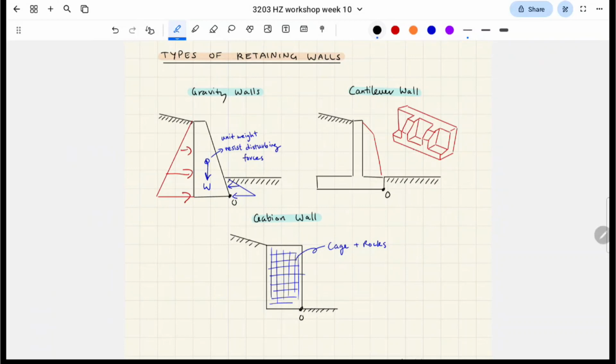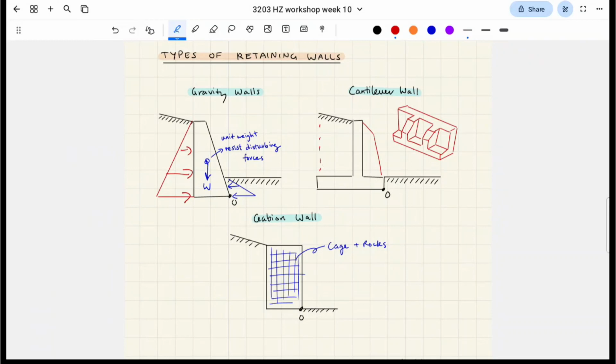The same thing happens with a cantilever wall, except you also have to account for the soil that presses down on the cantilever wall, which helps to resist the sliding and overturning as well. It's kind of like in a library, you have a bookend that the books sit on, and that stops the books from sliding out or toppling, right? That's basically what a cantilever wall does.